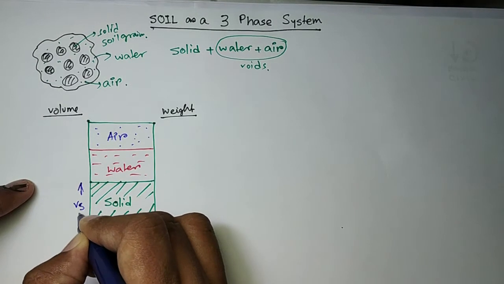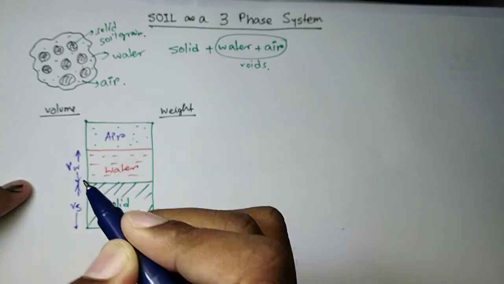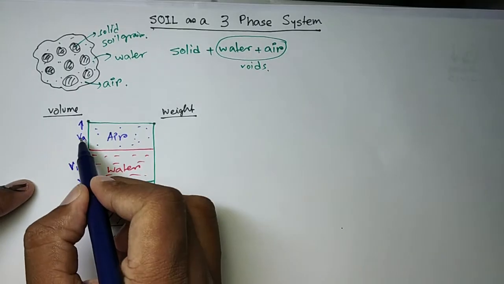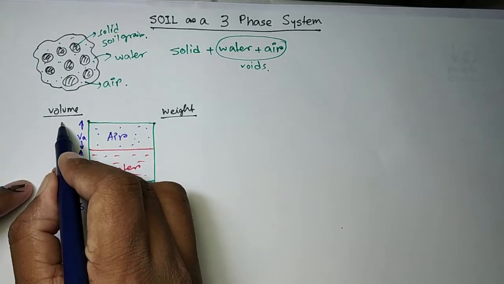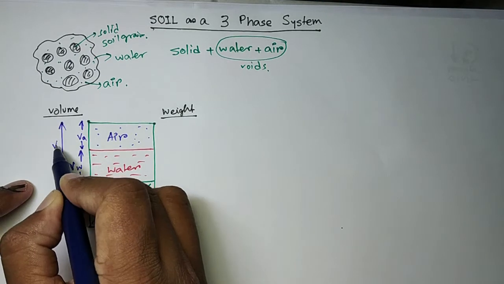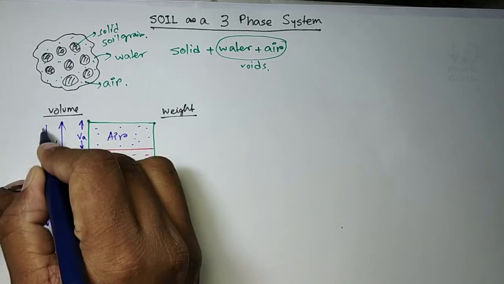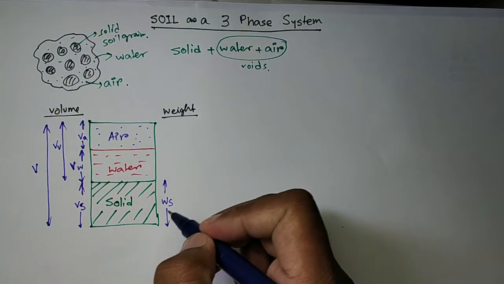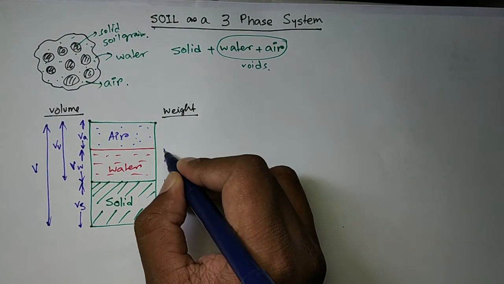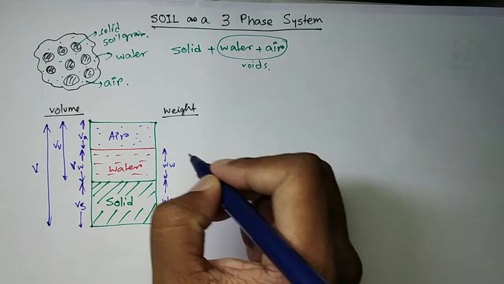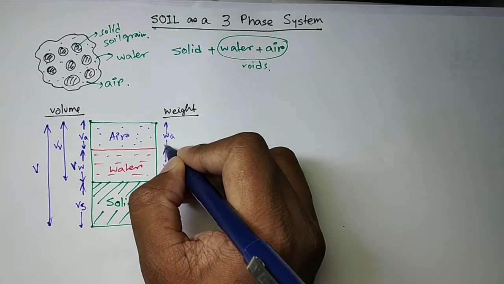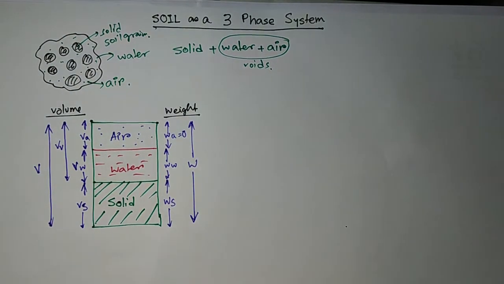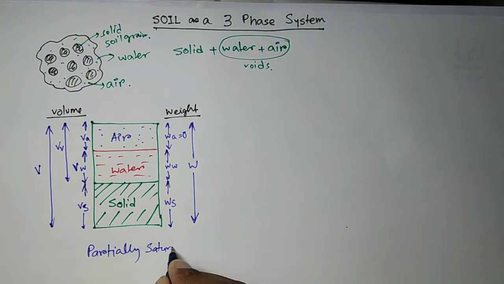Volume is represented by Vs. This is Vw, volume of water, and this is Va, volume of air. This volume of air and volume of water both are represented as volume of voids, Vv, and this is the volume of the total soil mass. The weight Ws is the weight of solid, Ww weight of water, and Wa weight of air, which is always 0, and this is the total weight of the soil mass. Now this is an example of partially saturated soil.